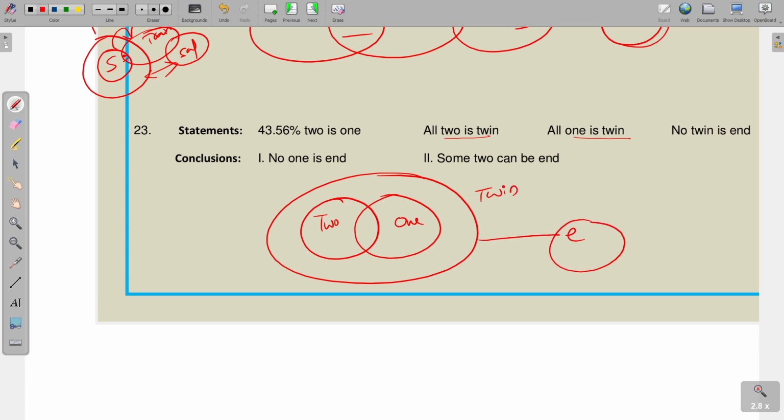Okay, that is the diagram. And next, see the conclusions. No 1 is n, so 1 here and n here. So all 1 is twin and no twin is n, which means conclusion 1 definitely follows. Some 2 can be n. So 2 here and n here. So all 2 is twin, no twin is n, which means only 1 follows. So for 23, only 1 follows.